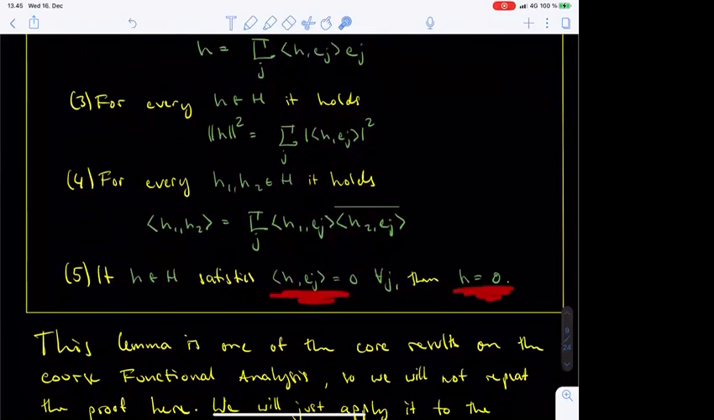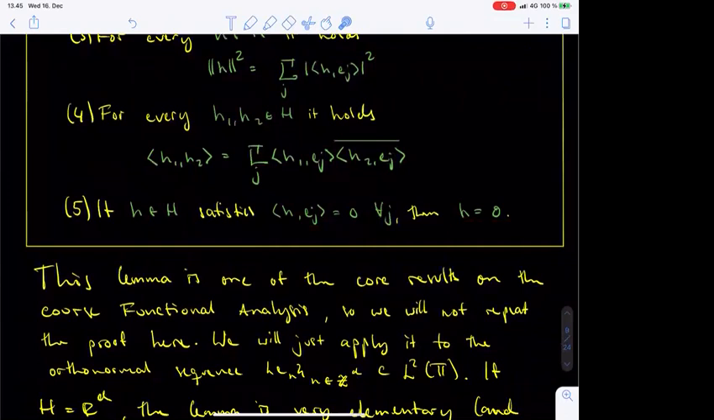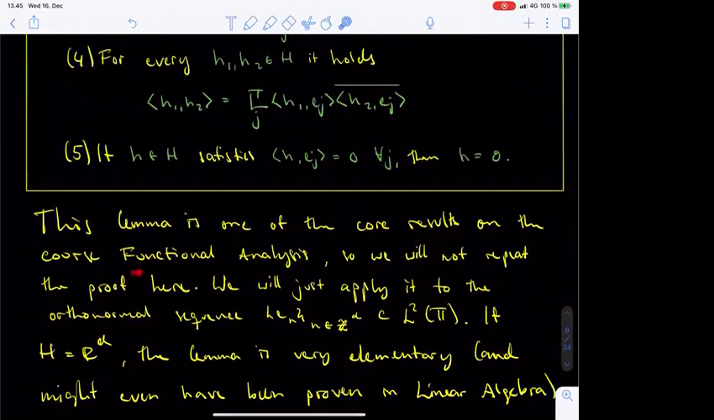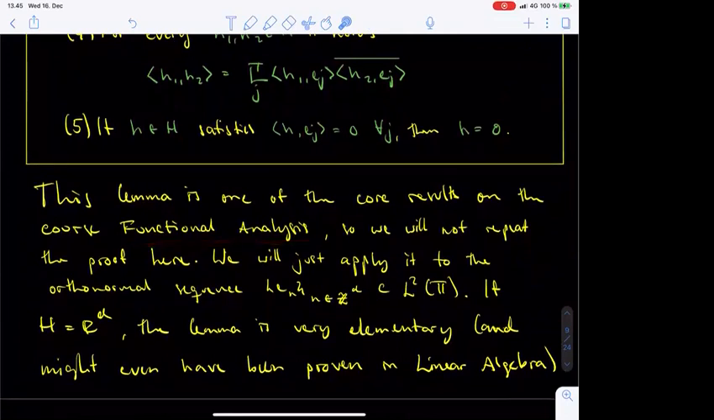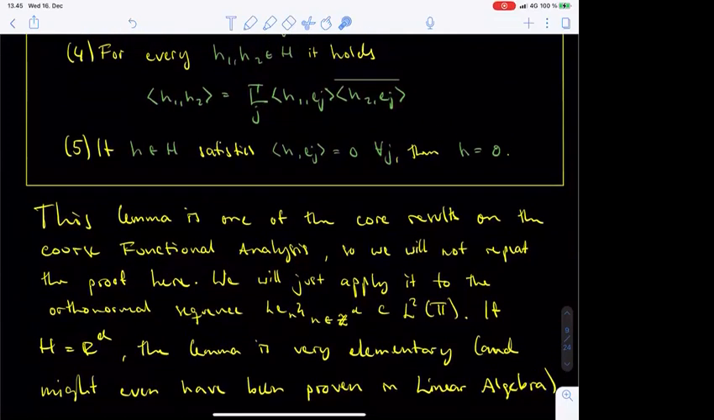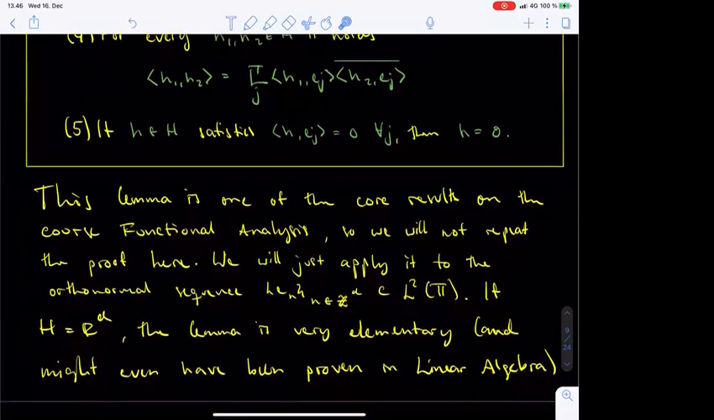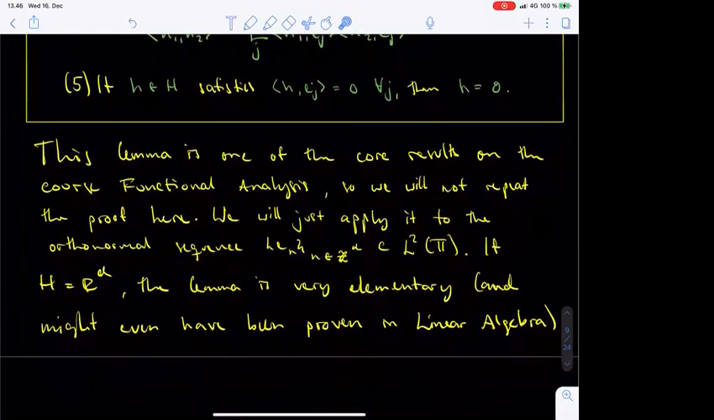As I already said earlier, this result is one of the core results in the course Functional Analysis. In this course, we will just apply the lemma to the orthonormal sequence formed by the complex exponentials. In this context, the lemma states that if we want to verify that these complex exponentials form a basis for L2, we only need to verify this condition number 5. In other words, if you have any function in L2 and the inner product with all of the complex exponentials vanishes, then the function itself must be 0. And that is precisely what we will verify in the next lecture.